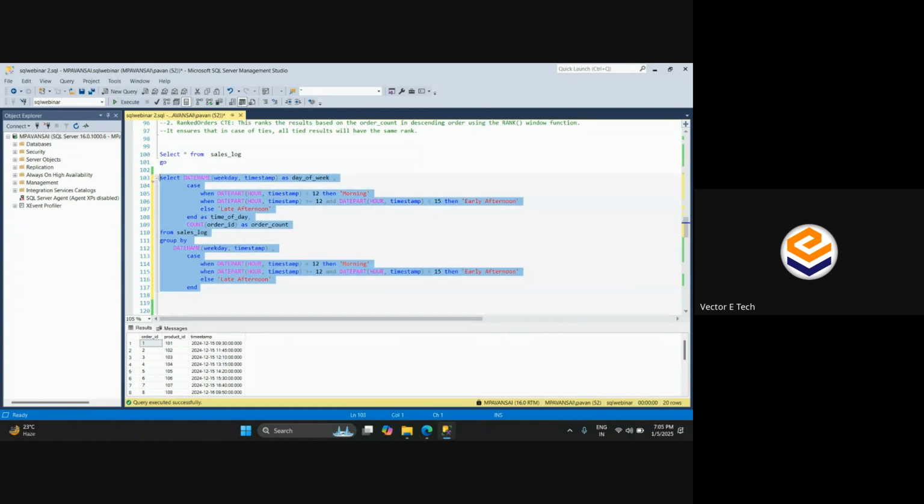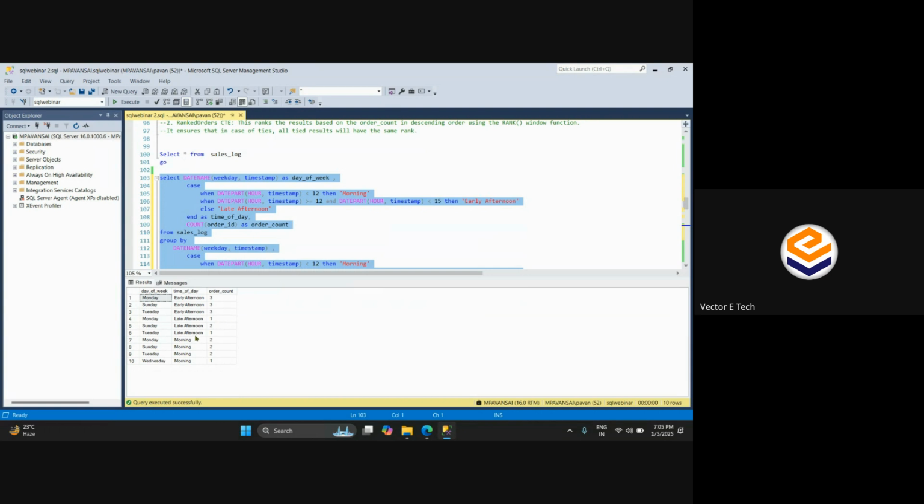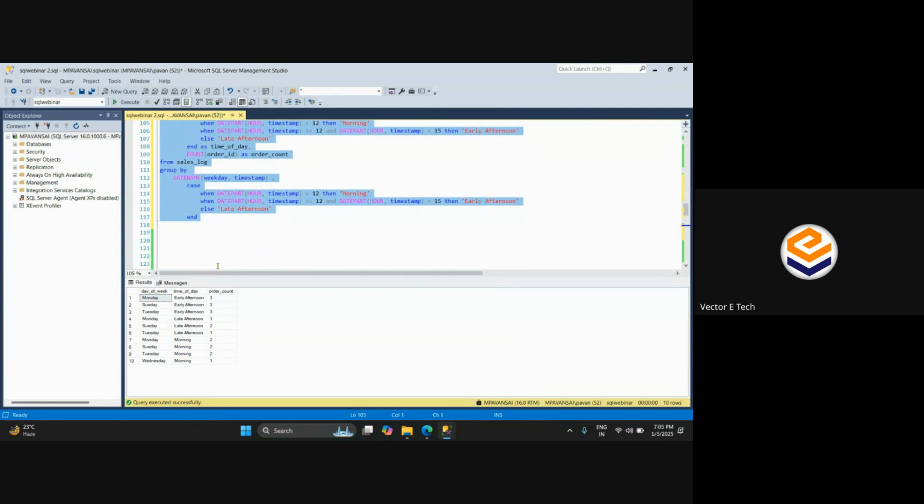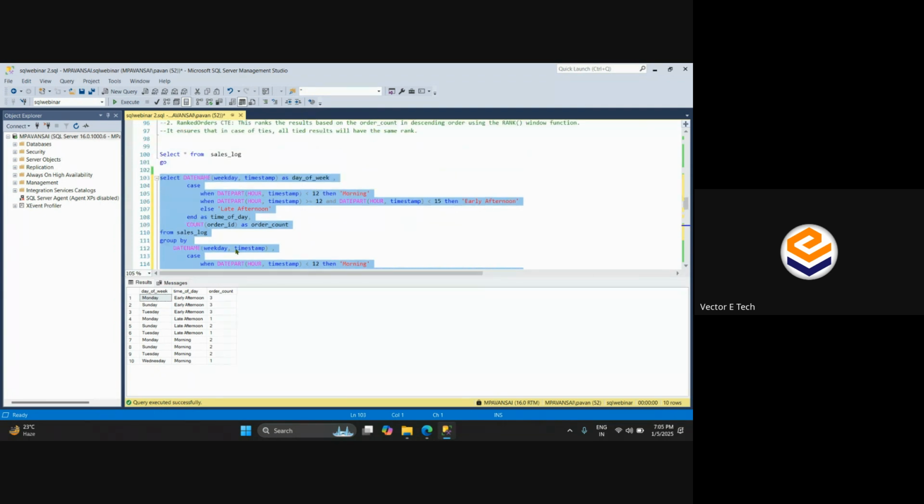Now if I try to execute it, you can see this is my day of the week, what is the time of the day, and what are the order counts, right? So these are the respective order counts. Now I have to find the top two, right? In order to get that we need ranking also. Order count you are able to find anyway, but ranking you must do, because if the data increases it will be chaotic, right?